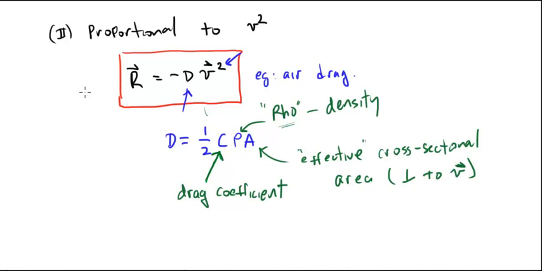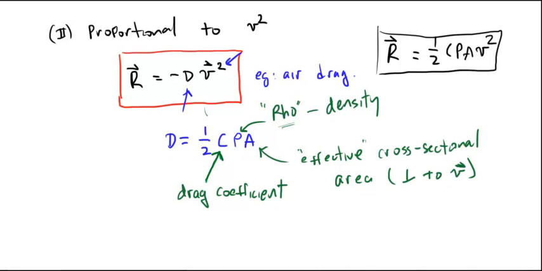And so your book derives this equation. Plug in D there, and your book says that the resistive force R, I'm not sure that your book calls it R, but I'm calling it R, equals 1/2 C times rho times A times v squared. And so this is the equation that your book gives you that you'll have to use to do some problems.